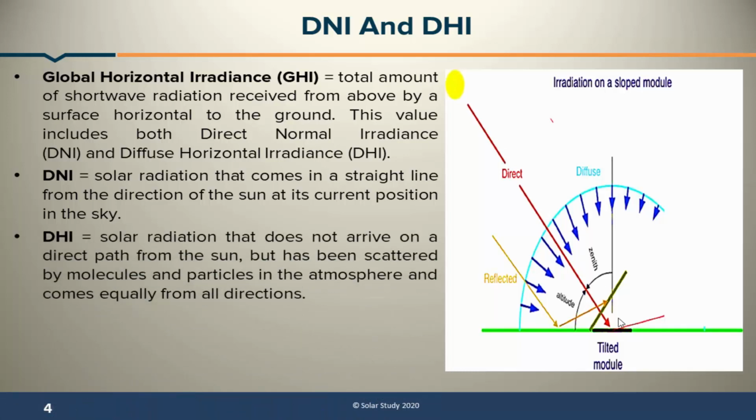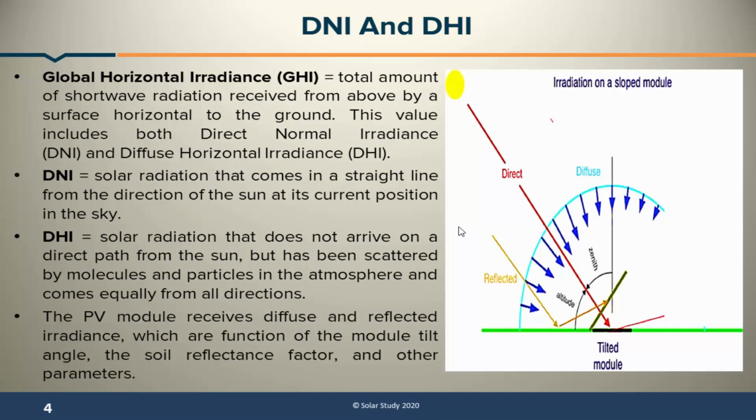Then next, what is DHI? This is solar radiation that is coming, but it is scattered by particles present in the atmosphere, some is reflected from other surfaces, and some is reflected from the ground. All of that constitutes DHI, which is diffused horizontal irradiation. Finally, the PV module receives diffuse and reflected irradiance. So GHI contains the components of DNI and DHI.